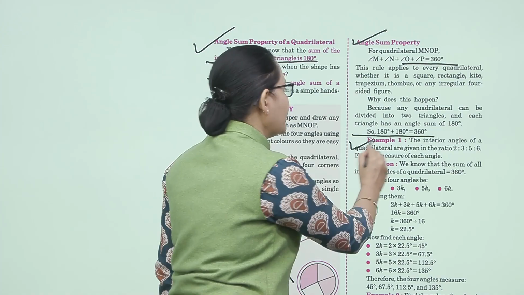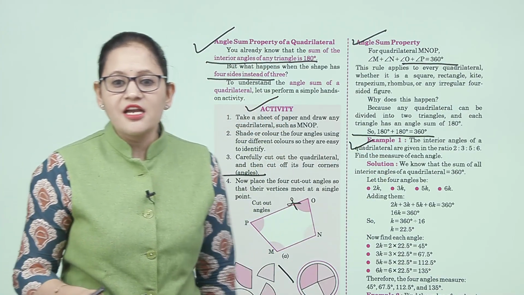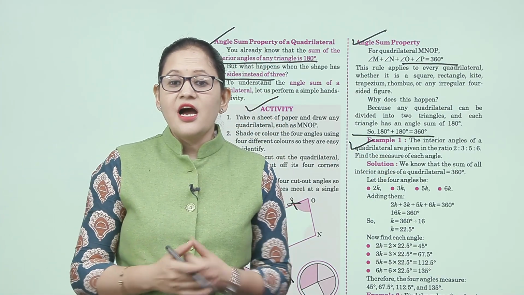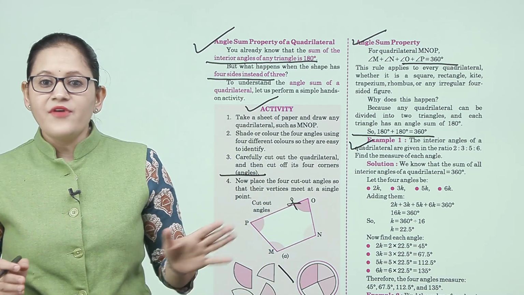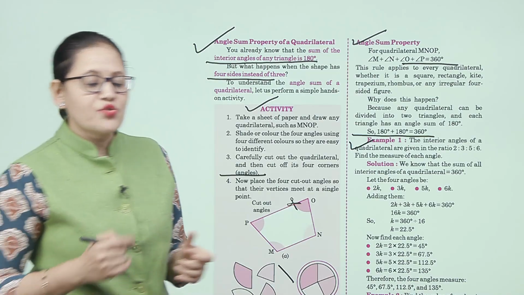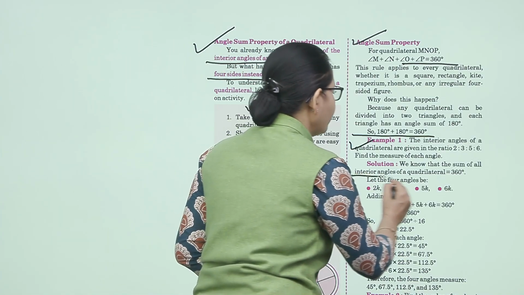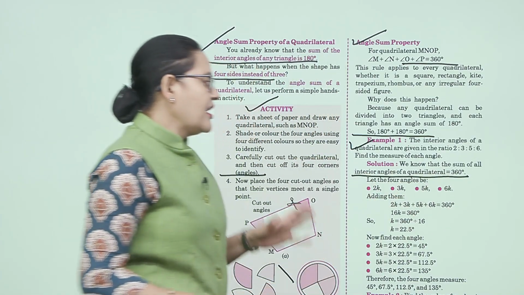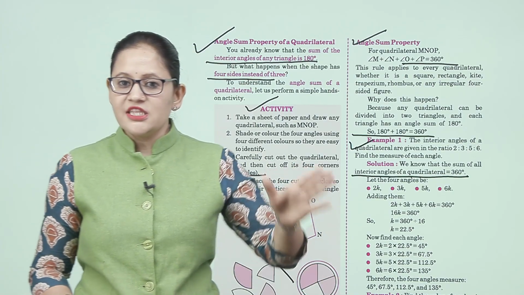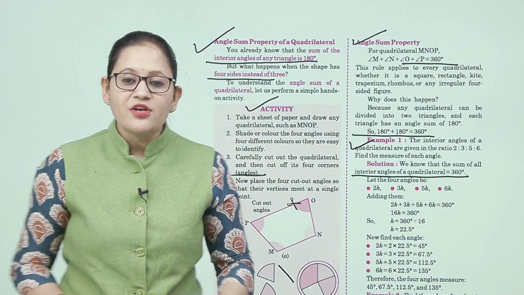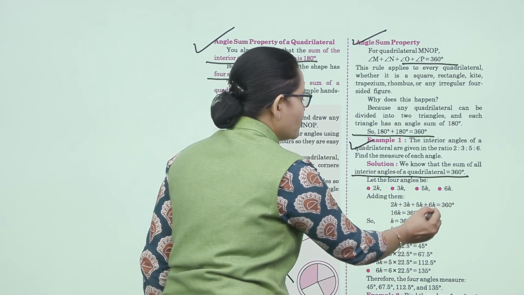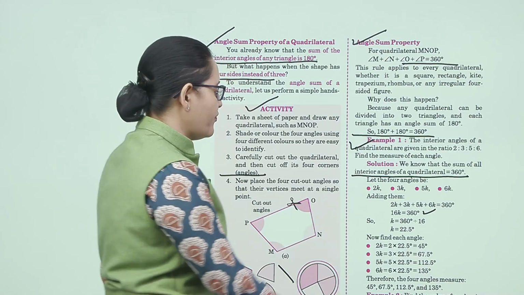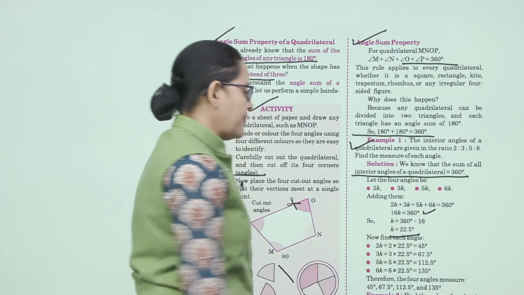Now we'll take an example here. The interior angles of a quadrilateral are given in the ratio 2:3:5:6. Find the measure of each angle. So we know the sum of all interior angles of a quadrilateral is 360 degrees. Let the four angles be 2K, 3K, 5K and 6K. Adding them together, we get 16K equals 360 degrees. So the value of K is 22.5 degrees.